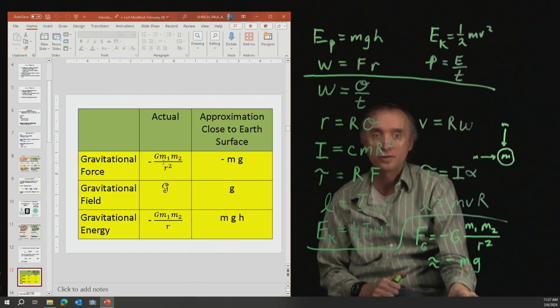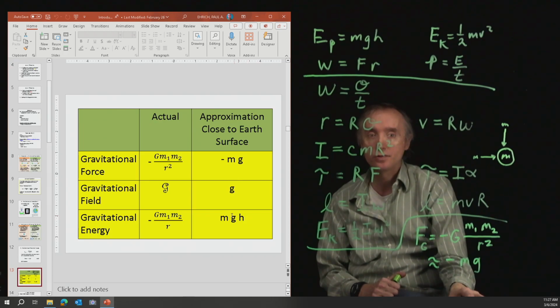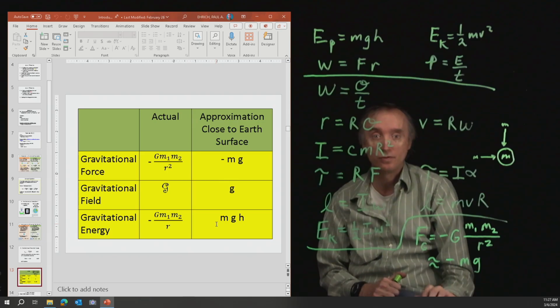Okay, and then you should also be able to calculate the force of gravity, which is your weight, when you multiply your mass times 9.8. And then you should also be able to calculate potential energy using this formula down here.